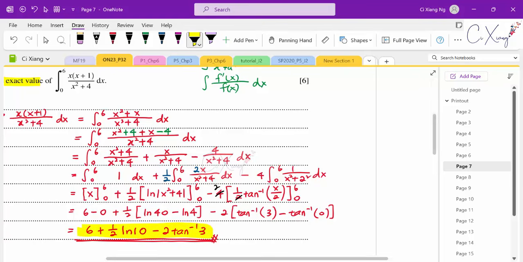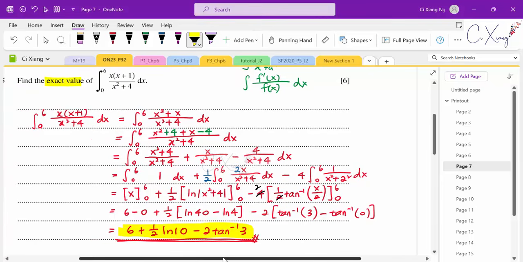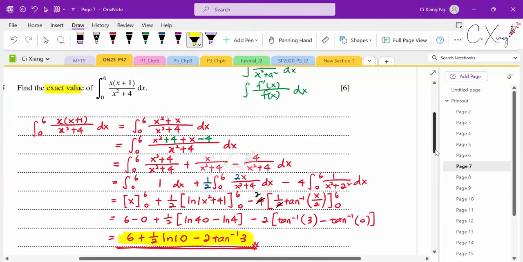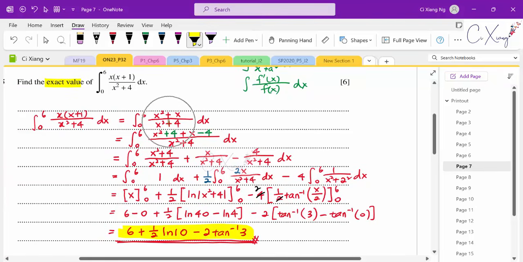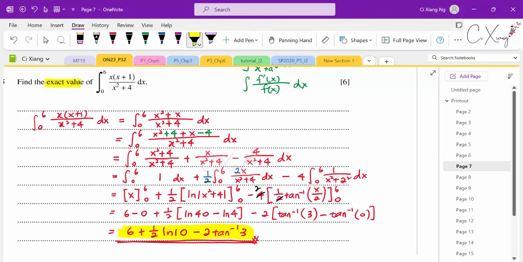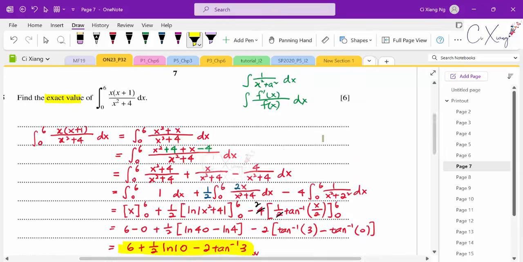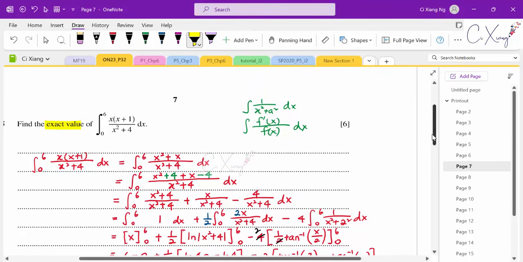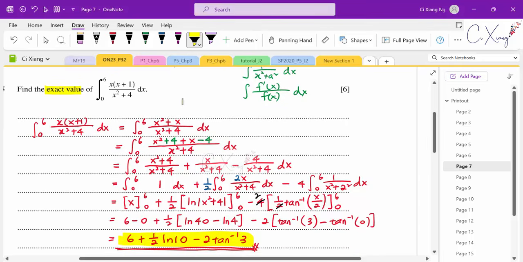Okay, so for this particular question, it might be slightly challenging because you need to think of how to separate this fraction so that you rephrase it into something that you can integrate. Alright, so you can analyze or try to think about what kind of basic integration we have learned that has the denominator x squared plus 4. Then from there, you slowly adjust your expression so that you can integrate them directly. Alright, so this is how we solve this question.